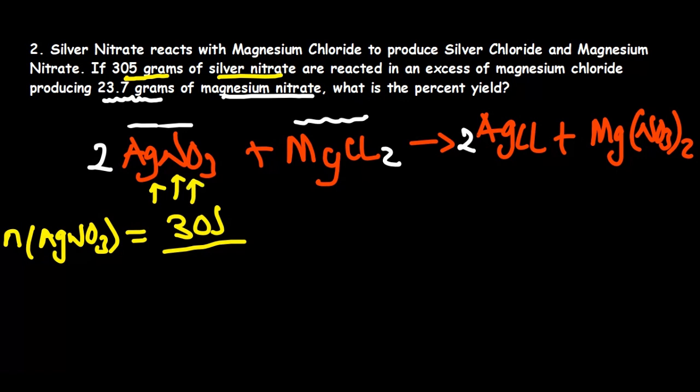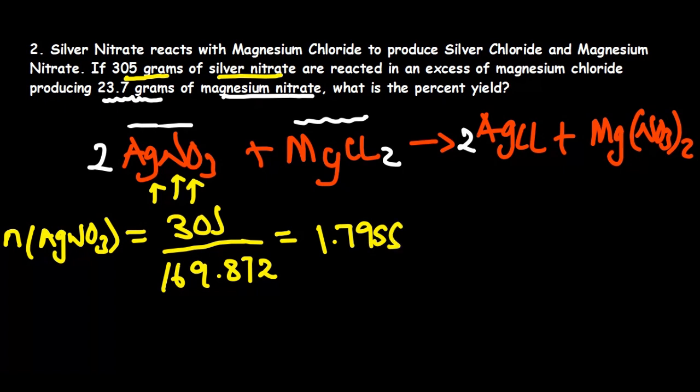Okay, so that should give you a mass of about 169.872 grams per mole. When we divide this, what amount of moles are we going to get? You just punch this value into the calculator. So we have 305 divided by 169.872. When I divide that, I get my moles as 1.7955 moles. So these here are my moles of silver nitrate.